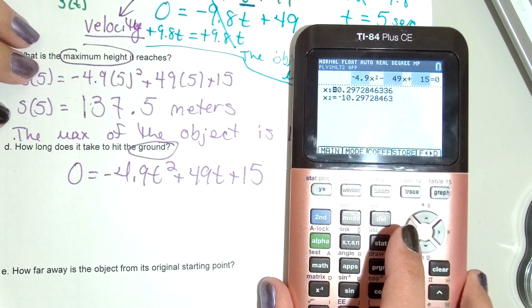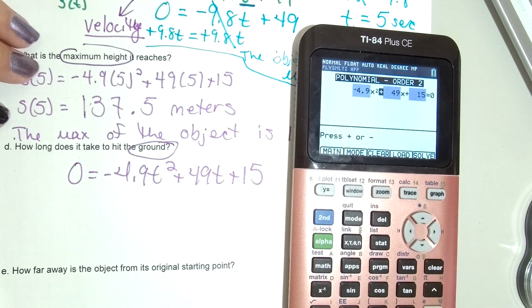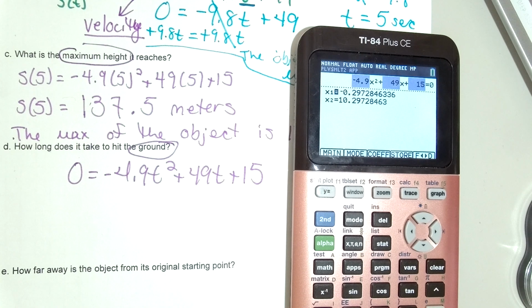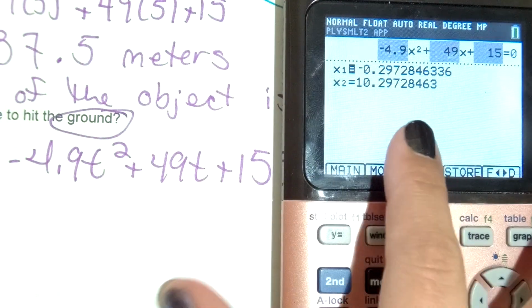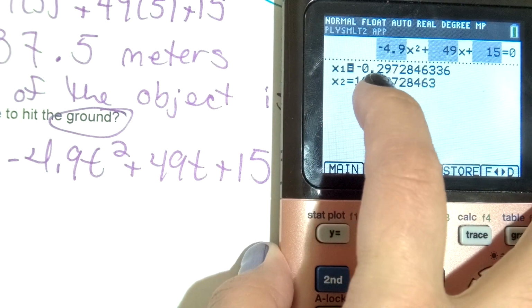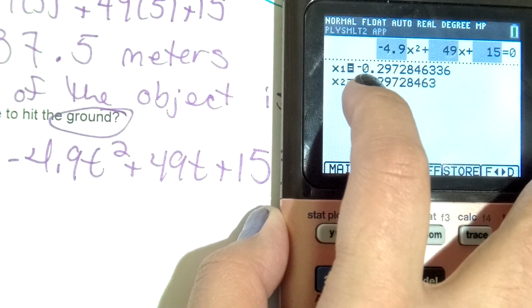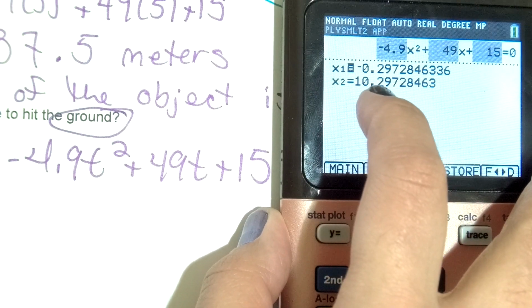Wait, did I do something wrong? I did. This should be plus. Sorry, guys. Okay, I'm going to zoom in so you can see my calculator. If you notice, I have 2 x values. That means your function, if you graphed it, would cross the x-axis twice at negative 0.297 and at 10.297.